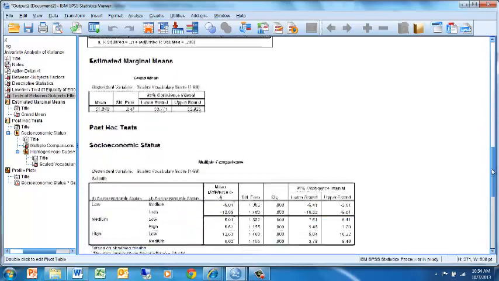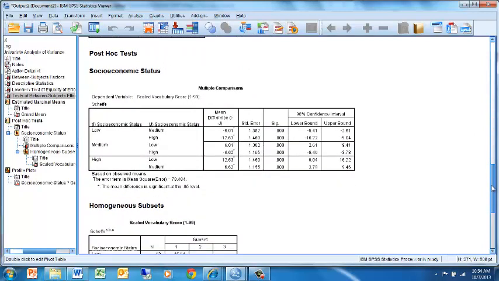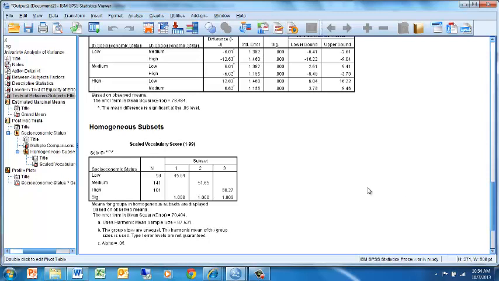We can go down to our socioeconomic post-hoc analysis to determine where those differences are, and it appears that we have differences between all groups. That is, between low and medium, between low and high, and between medium and high. There are significant differences in all comparisons. The Scheffé breakdown this way confirms that we have three separate homogeneous groups.